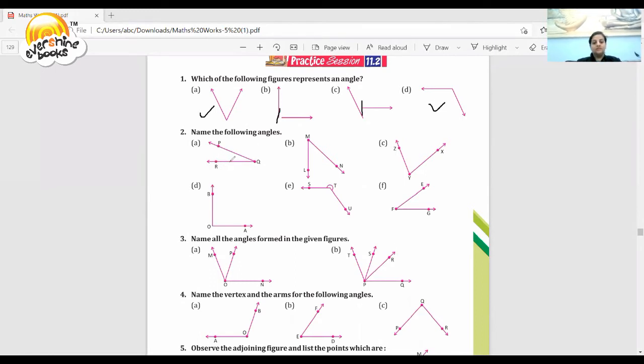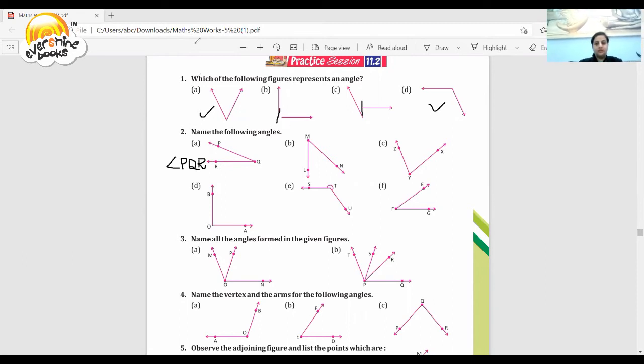Name the following angles. You have to keep the point in between, like P. This is the sign of angle, and then you will write P, Q, R. And RQP is also an angle like this.